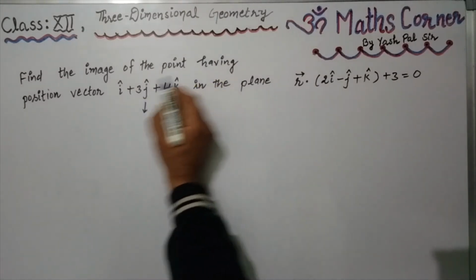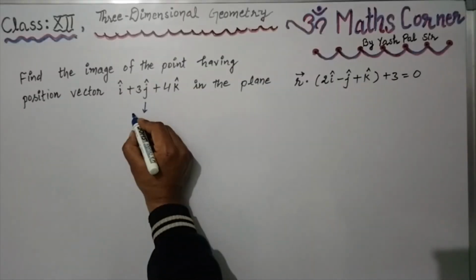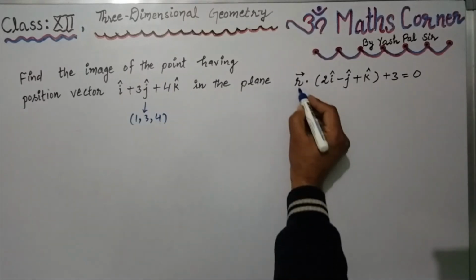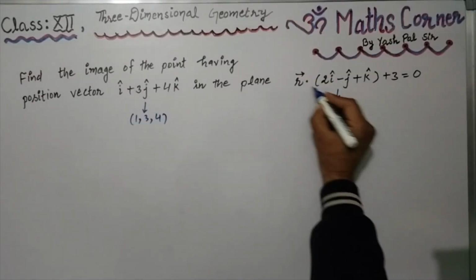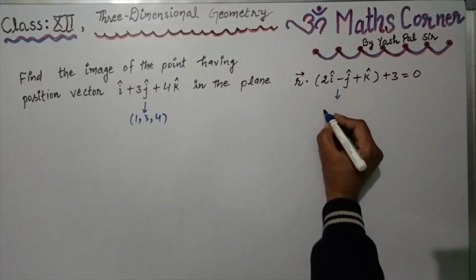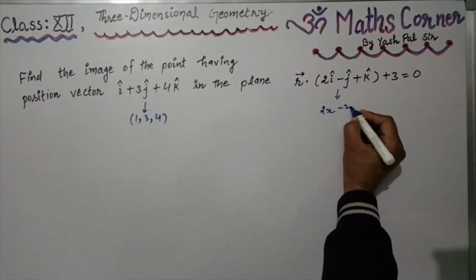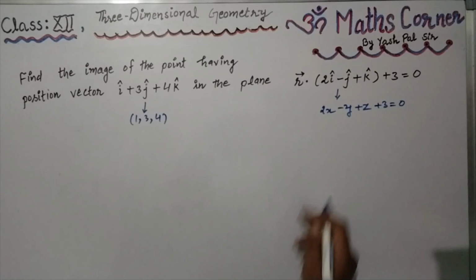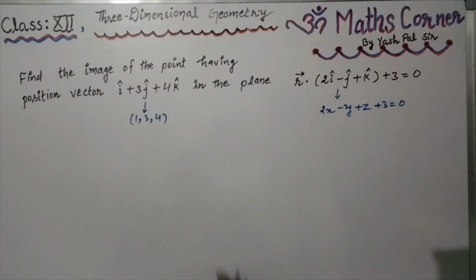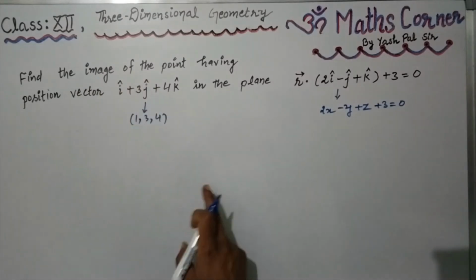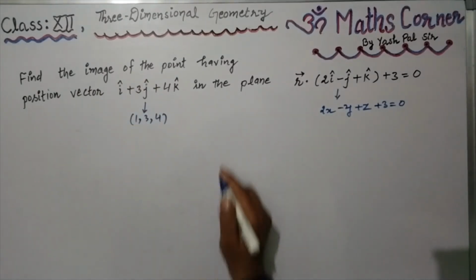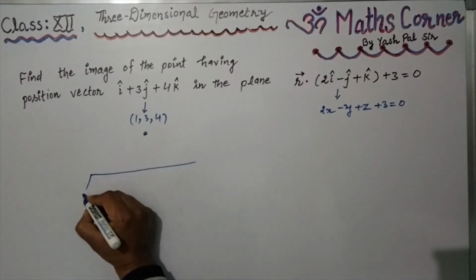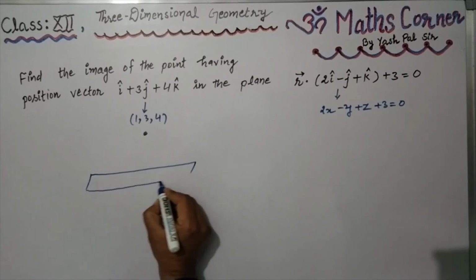From the position vector of the point, we can say the point is (1, 3, 4), and in Cartesian form, from this vector equation of the plane, we can say 2x minus y plus z plus 3 is equal to 0. This is the equation of the plane. So we are required to find the image of this point on the plane. Meaning to say, this is the point and here we have the plane.